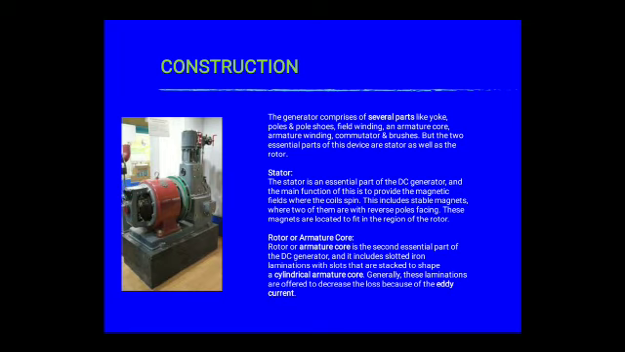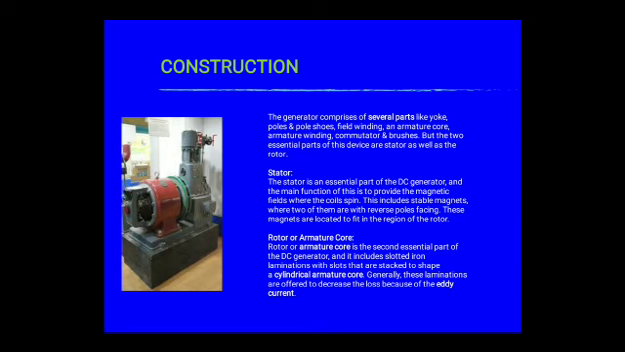Now the rotor, or armature core. The rotor or armature core is the second essential part of the DC generator. It includes slotted iron. Slotted iron means there are several types of slots used in a DC generator. What is the function of a slot? These slots hold the conductor, or hold the winding.